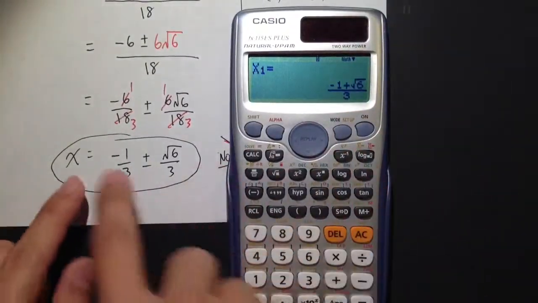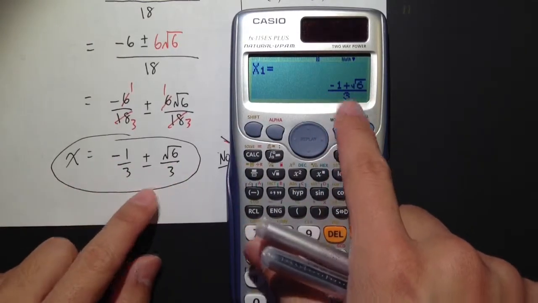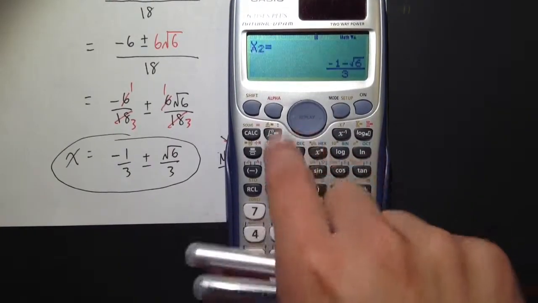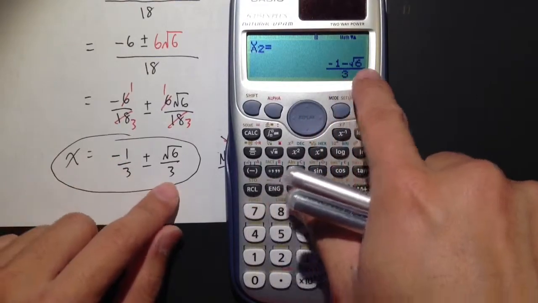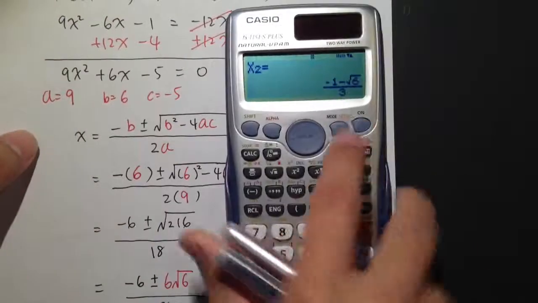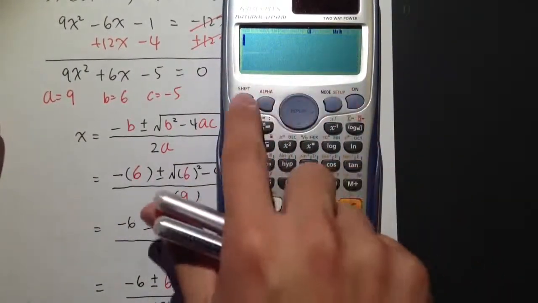That's exactly the same as what we got right here: negative 1 plus square root of 6 over 3. They just put both fractions together. And then if you press the down button, x2 is negative 1 minus square root of 6 over 3. Same thing. So again, go to mode, go to the first one, regular computation. Close it, and that's it.